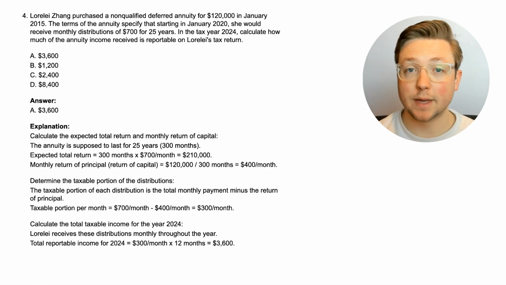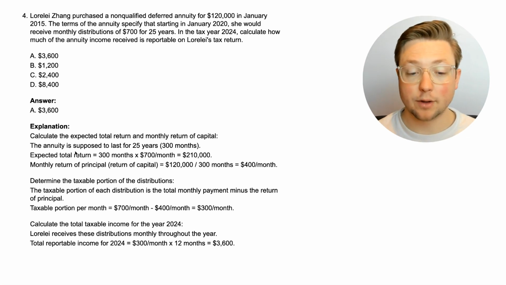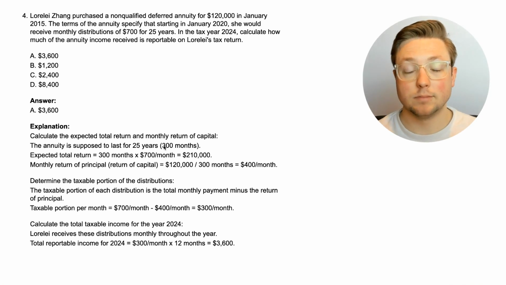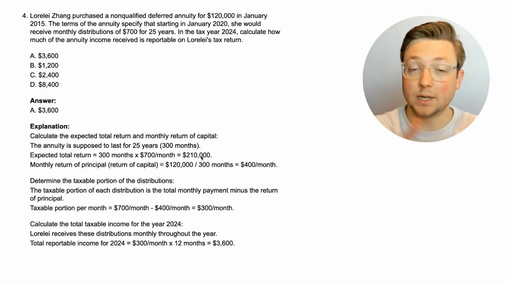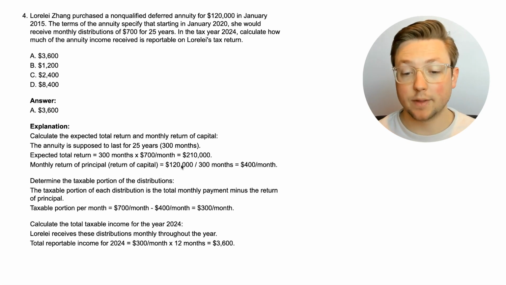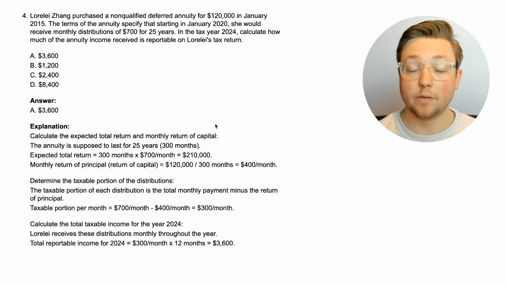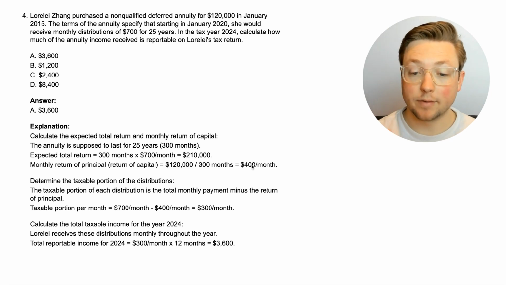Okay, and the answer is $3,600. So again, we have to do the same thing we've done before. First, we calculate the total expected return, which is 25 years, that's 300 months. So 300 months times $700 a month means $210,000 was the total expected amount. We take the monthly return of principal, which is $120,000 because that's how much she put in, divided by the 300 months, equals $400 a month. Of that is a return of capital.